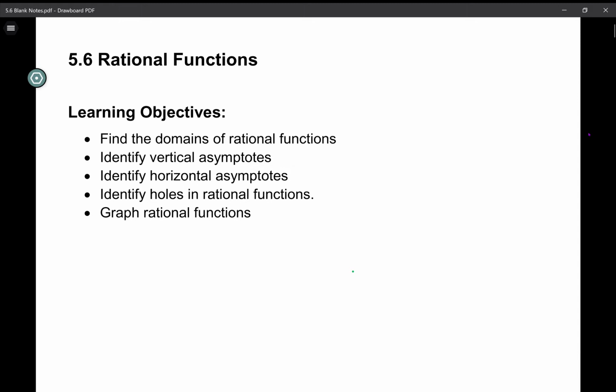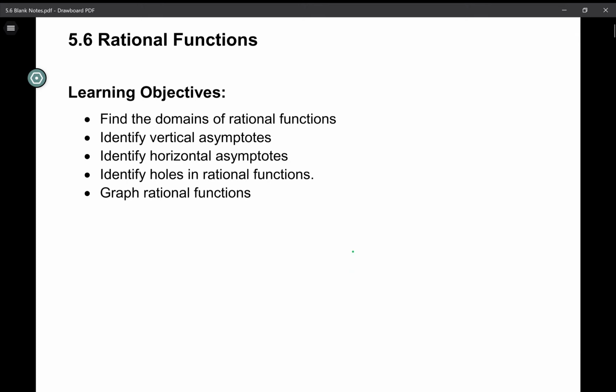Okay, welcome to section 5.6, rational functions. Our learning objectives for this section are to find the domains of rational functions, identify their vertical asymptotes, their horizontal asymptotes, identify any holes that might be in the rational function, and graph them. All right, so let's get started.